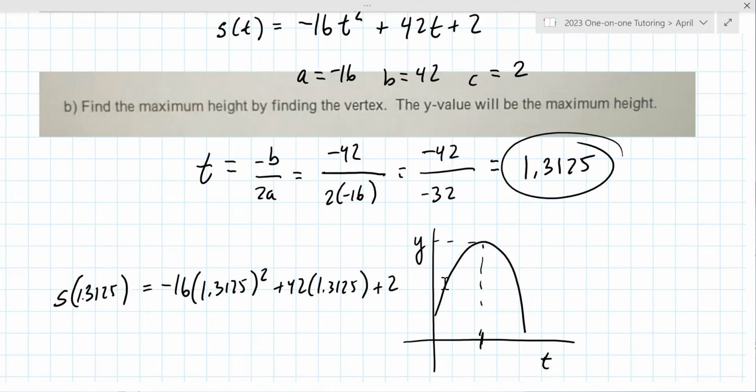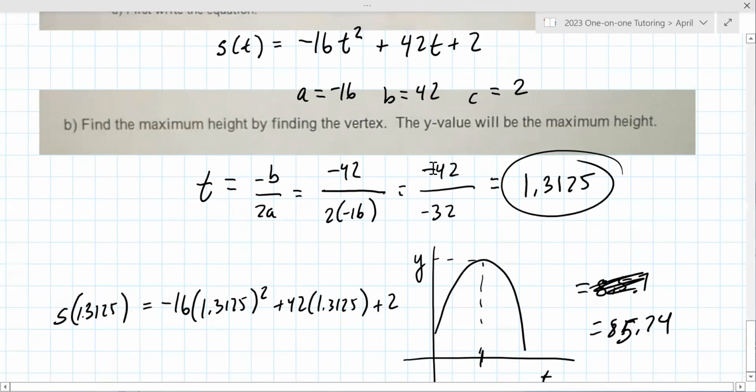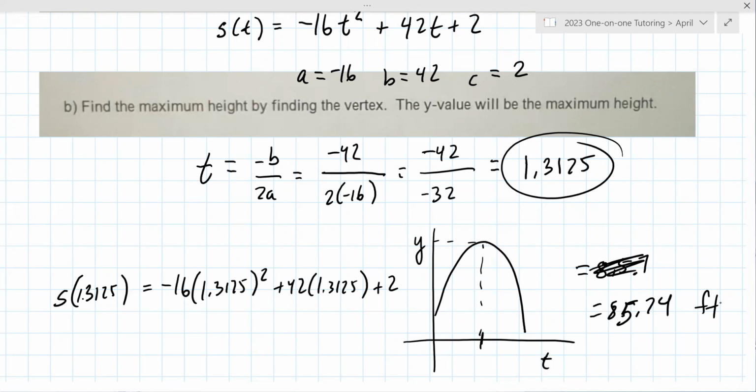Got 85.74. Okay, and that's your answer, with some units here, 85.74. And what do we got here? Feet. Yeah, feet. We got to give some units here. Perfect.